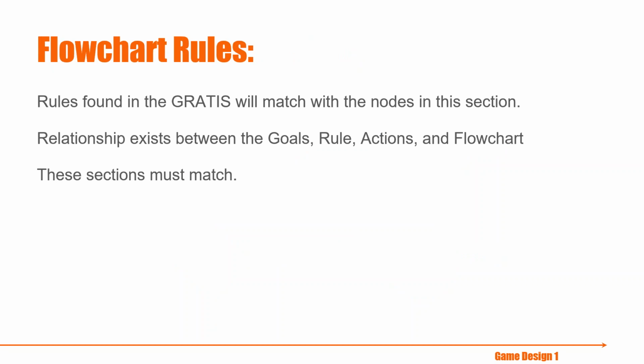So, flowchart rules. You'll notice that there is a correlation between the gratis and the flowchart. The goals, the rules, and the actions are all represented in the flowchart, and the setup is also represented in the flowchart. Typically, before your start turn happens, all of the rules for the setup have been listed, and then you'll go into your loop. The biggest takeaway here is that the goals, the rules, and actions, everything that's mentioned in there should be in the flowchart, and everything that you have in the flowchart should be represented in one of those three sections.